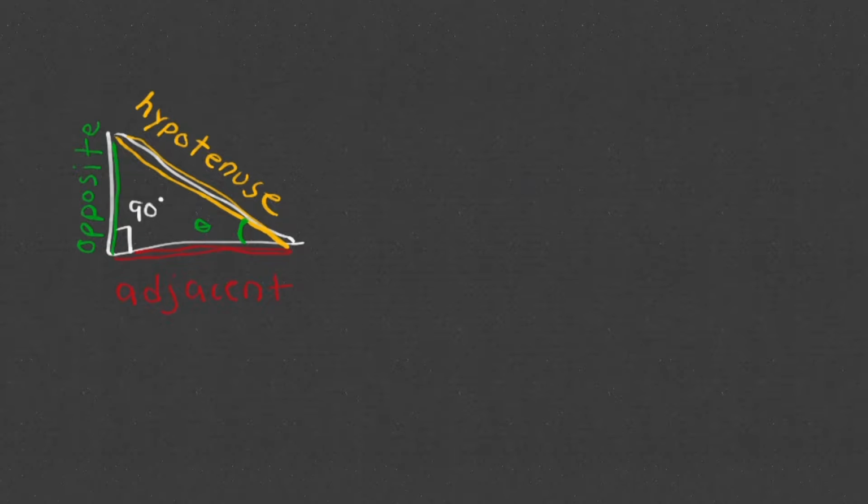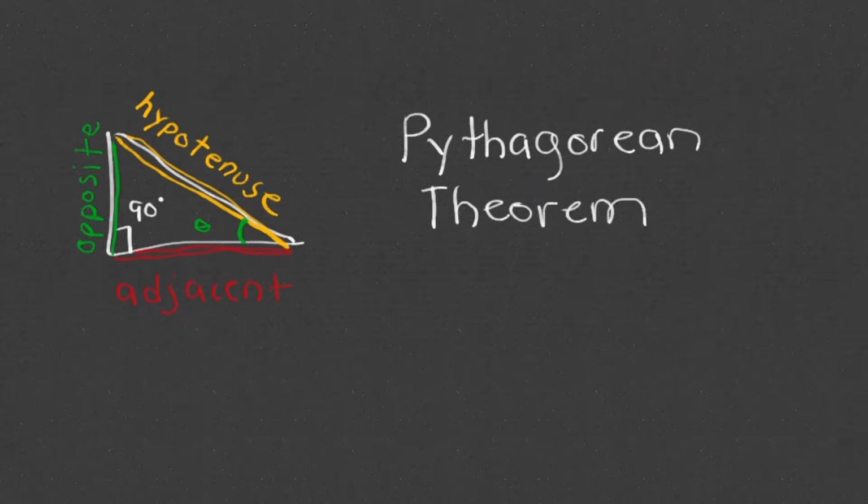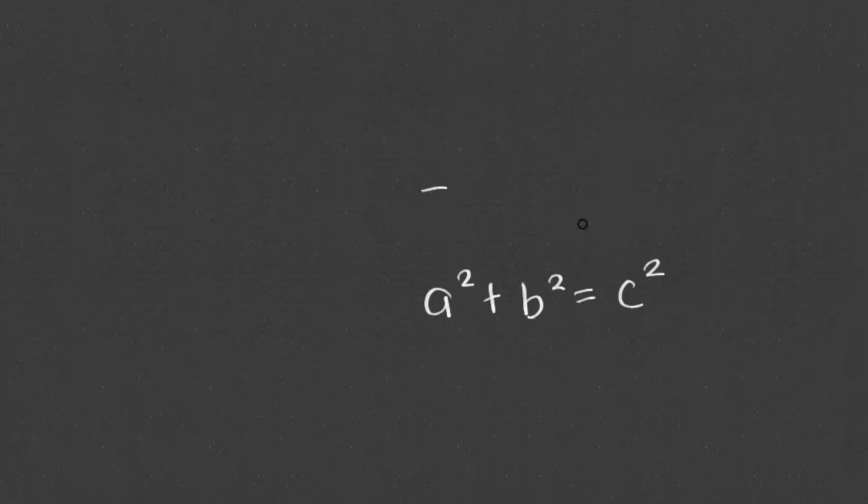And the formula that is used to solve the sides of a right triangle is the Pythagorean theorem, which states that a squared plus b squared is equal to c squared. The a and b represent either the opposite or the adjacent, but the c represents the hypotenuse. So let's try some examples.